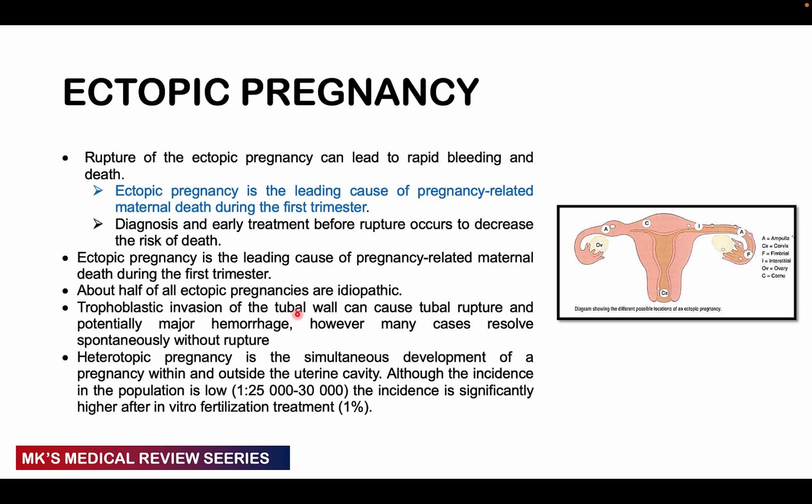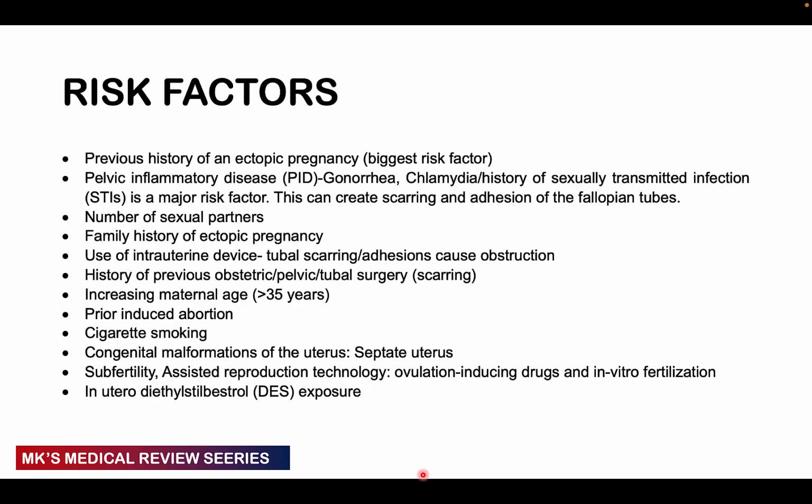And like I told you earlier on, you may have a heterotopic pregnancy where you have a pregnancy found within the uterine cavity and another one found outside the uterine cavity, though the incidence in the population is low, about 1 in 25,000 to 30,000 cases. And the incidence significantly increases, especially in patients undergoing in vitro fertilization treatment. That's in about 1% of these cases.